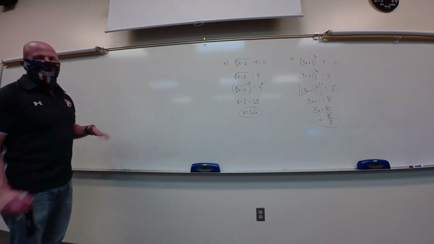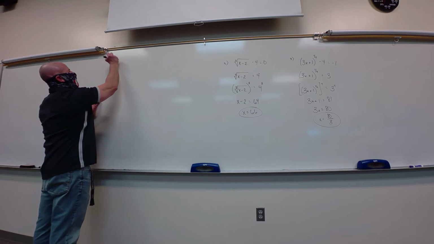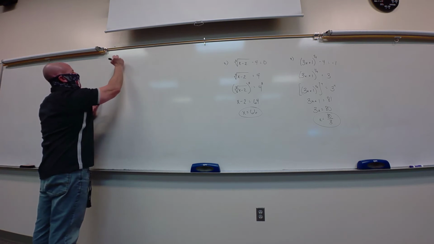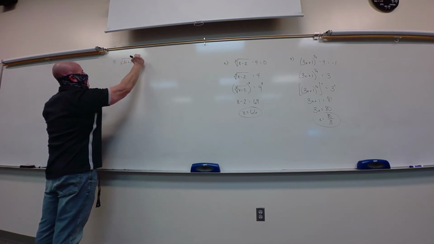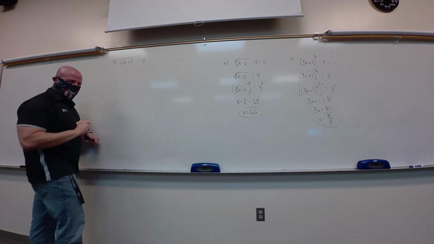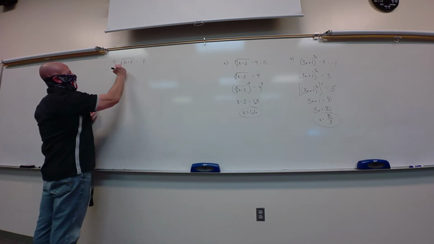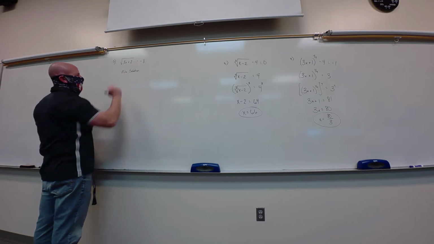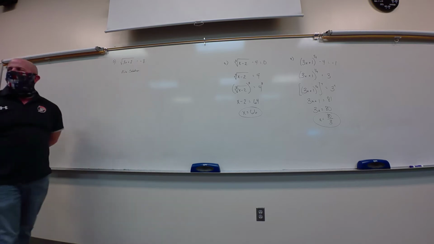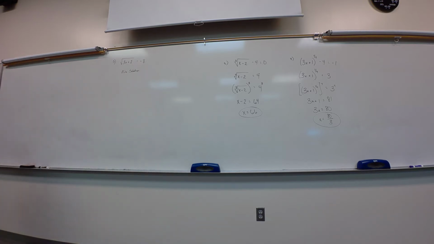Okay, now let's look at a couple of different looks here. First off, if I had the square root of 3x plus 2 equals negative 8, this one is actually a no solution. Because a square root can't equal a negative. When we take square root of something, we get a positive.